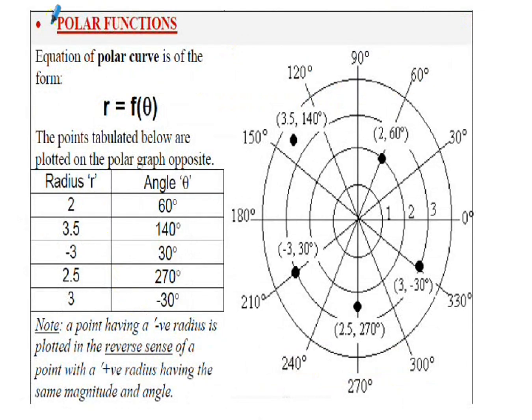We're now going to consider polar functions and polar curves. The equation of a polar curve is written in the form r, the radius, is equal to some function of angle theta. On the right hand side is shown a polar diagram starting from 0 degrees here and moving in 30-degree increments in this particular case as we go anti-clockwise from 0.